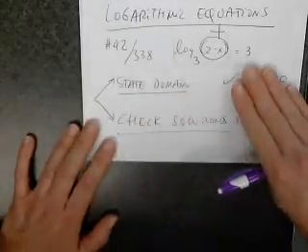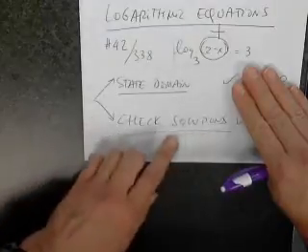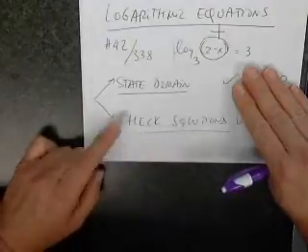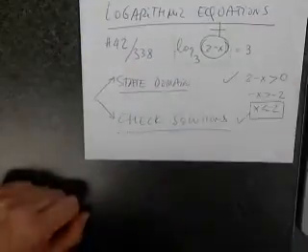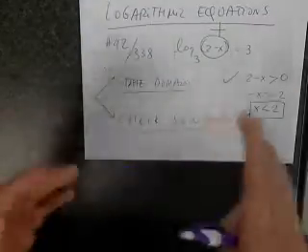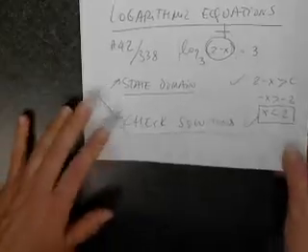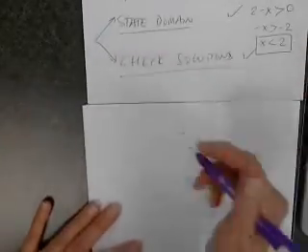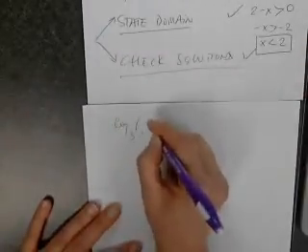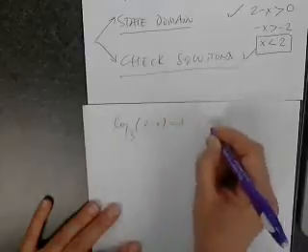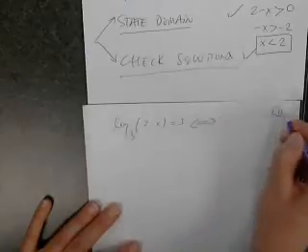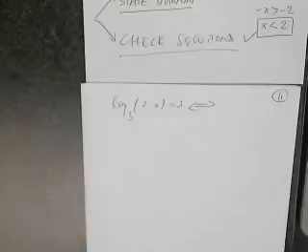If you say, I don't want a state domain because I will always remember to check solutions, that's fine. You will find the solution and you will go back and check. I prefer this method. You choose what you want. So now the equation is log base 3 of 2 minus x equals 3. And I know how to change this equation into an exponential equation. How do I change it?